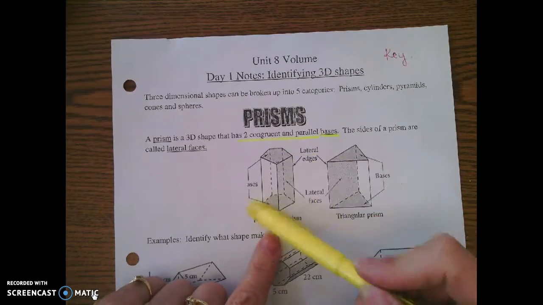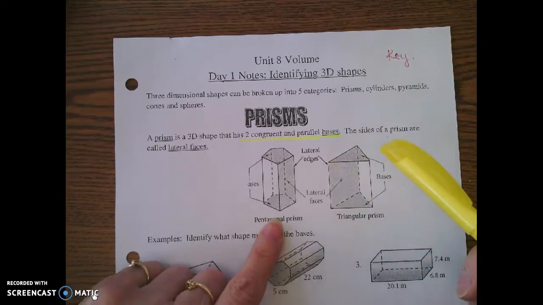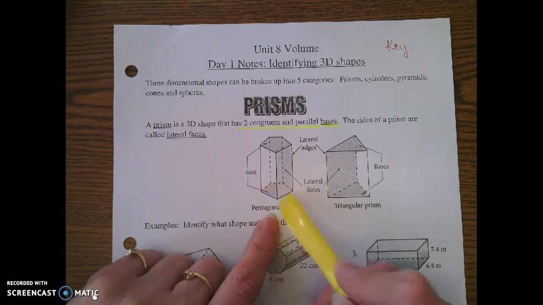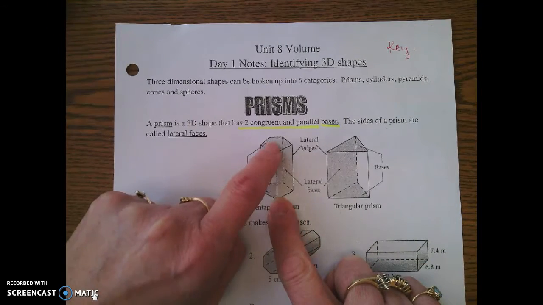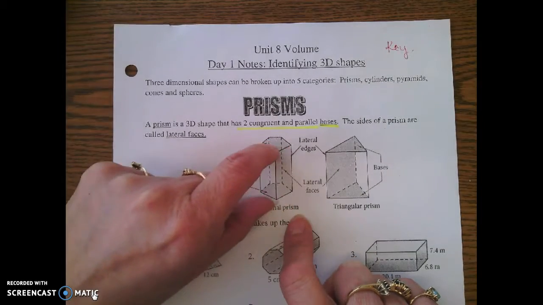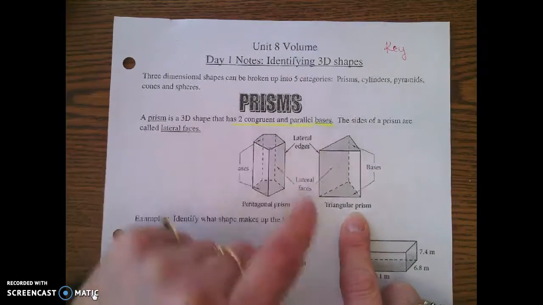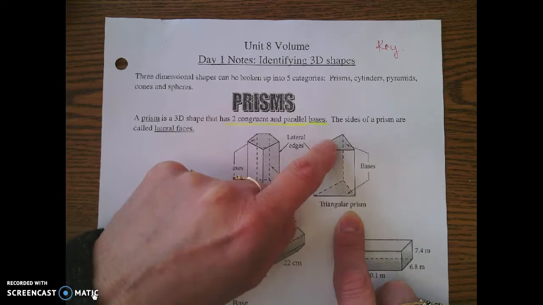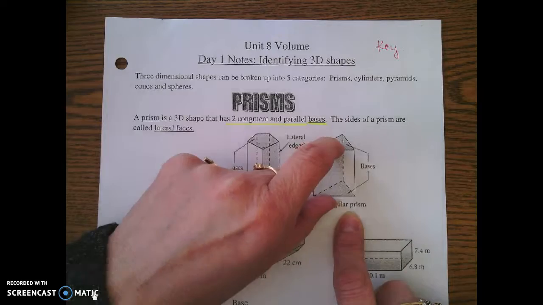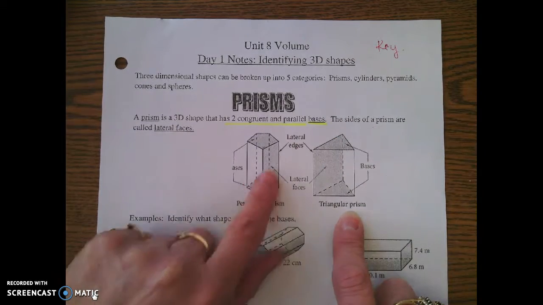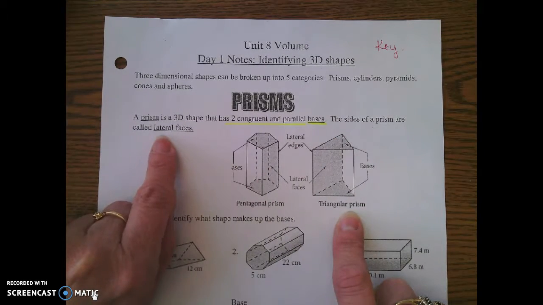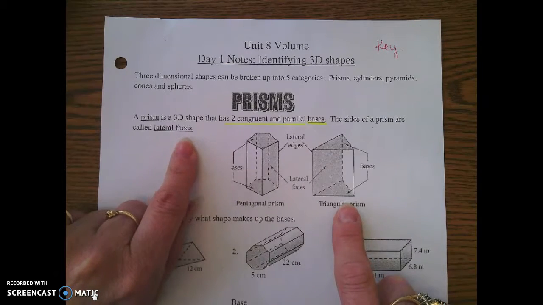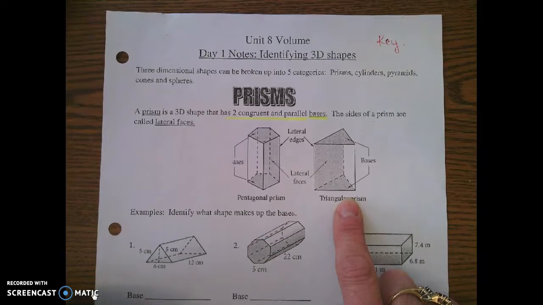So for example, in this one right here, there are two congruent parallel bases, and it's this bottom pentagon and the top one. They're parallel to each other and they're congruent. In this shape, there is a base of a triangle parallel and congruent to that triangle. Those are the bases. Now the other sides are called lateral faces. That's not that important, but it's very important you can identify the base.